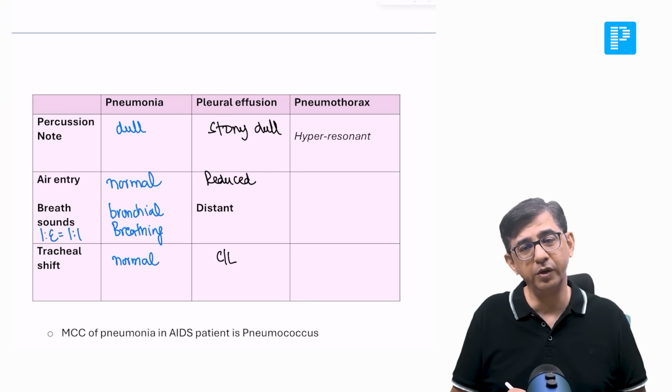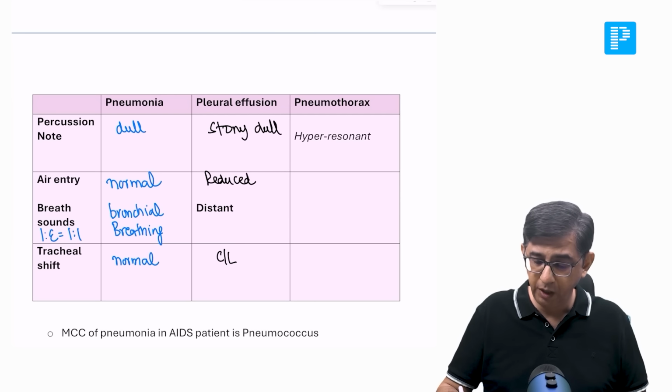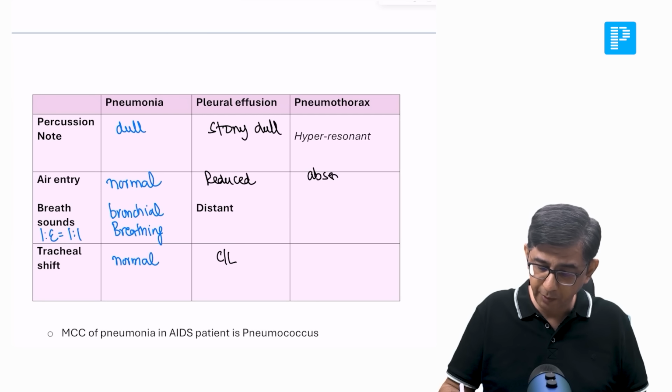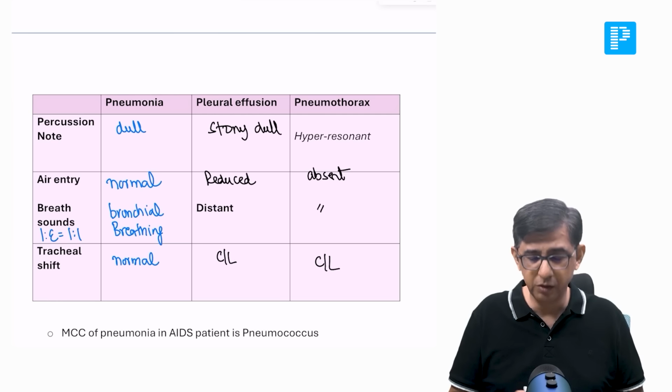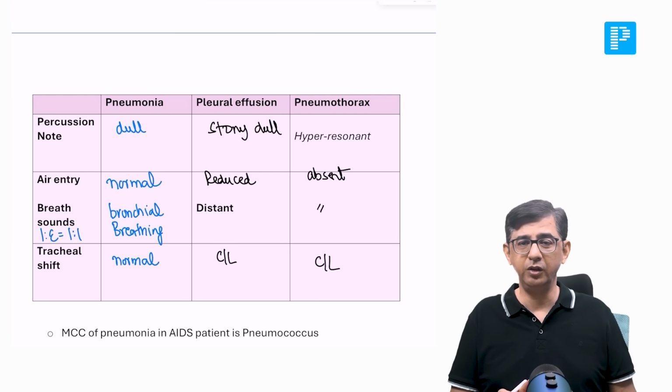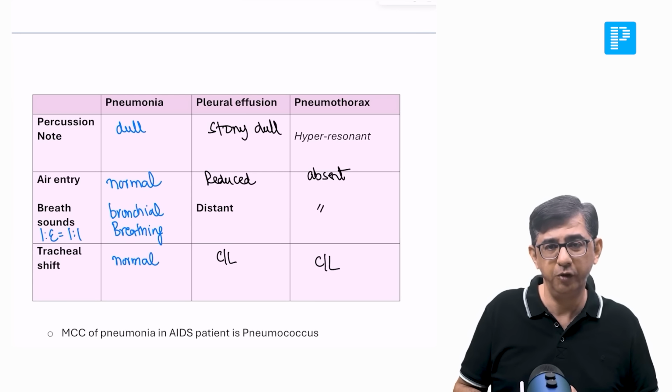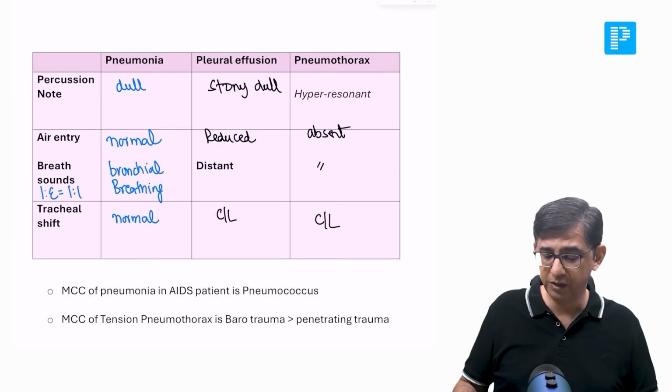For pneumothorax, already discussed, hyperresonant note. Air entry in the majority of cases will be absent. Breath sounds will be absent, and the tracheal shift will be contralateral. So the data has already been discussed, but I thought I should just summarize it here for pneumonia, pleural effusion, and pneumothorax in a patient.